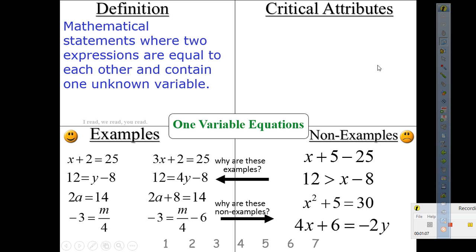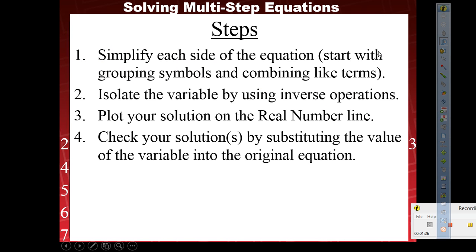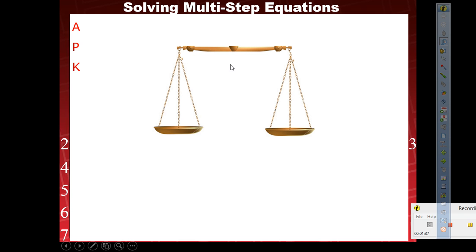Anyways, we don't need a fur model since we already know what one-variable equations are. Is that correct? And tell your neighbor the 4 steps that we're working on. Very good. So simplify, isolate, plot, check. You don't need to write them down. You already have them in your noodle. So to get us started, just to remind us, we're still looking at equations that come from where? From scales, right? So we need to keep them balanced.